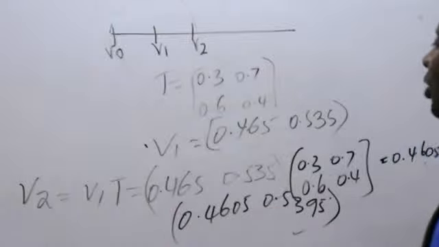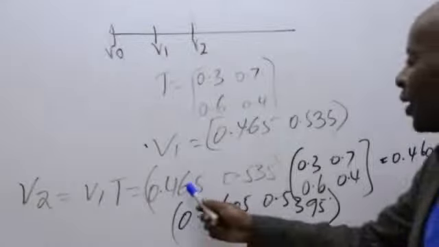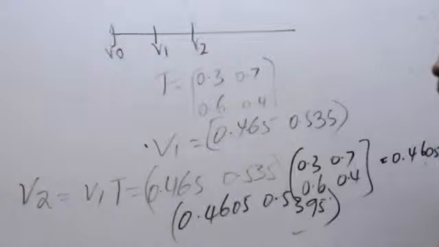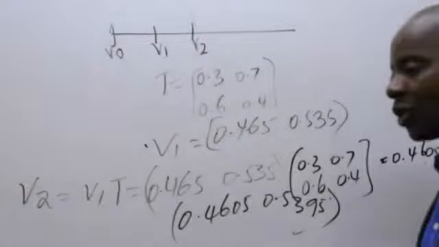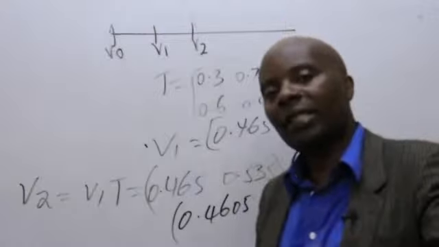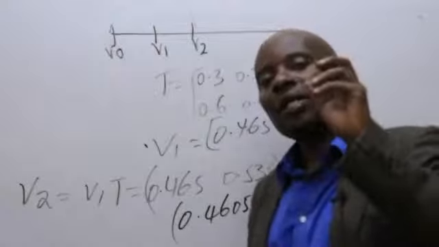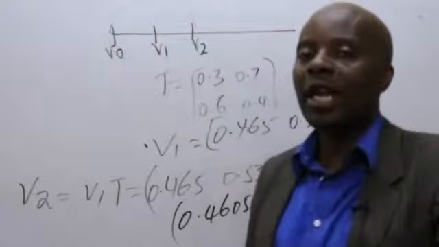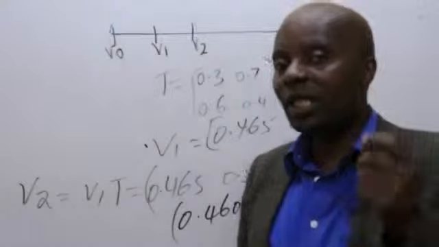Now you can see straight away from where we began, ladies and gentlemen, for vector 1, the first company gained more ground. It started from 0.4 something, and it has gone to 0.46. So market share changes, but remember that this market share does not keep on changing forever.